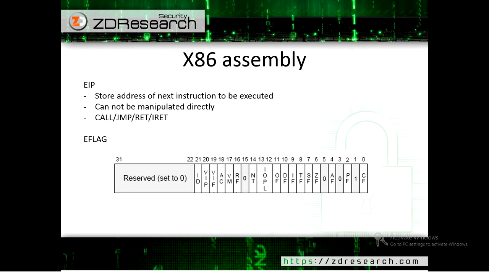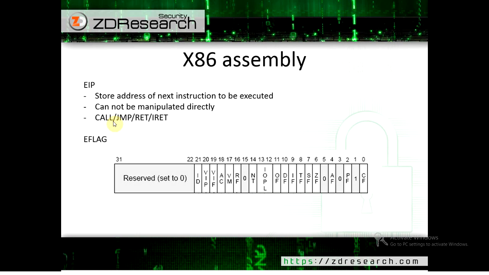The EIP register, as mentioned, cannot be manipulated directly, but there are some special instructions used for directing the control of programs that change the EIP register. For example, when the call instruction is executed, it changes the EIP value, and there are also some other instructions, JMP, ret, and IRET.